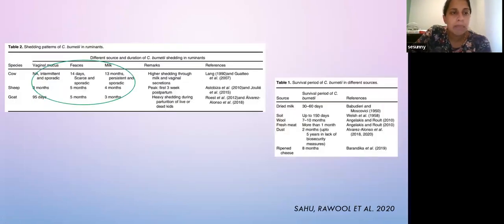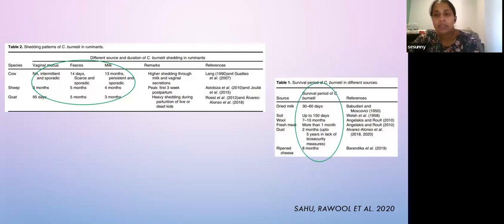So this looks at shedding patterns of Coxiella burnetii in ruminants. So just to highlight, these are the various bodily secretions. This is the species. So for example, in cows, you can have shedding of Coxiella for up to 14 days. In milk, you can have it up to 13 months. Sheep, in the vaginal mucosa, can be up to 3 months. Feces, 5 months. Milk, 4 months. Goat, again, vaginal secretions, 95 days. Feces, 5 months. Milk, 3 months. So you can have quite prolonged periods of shedding from these various domestic animals.